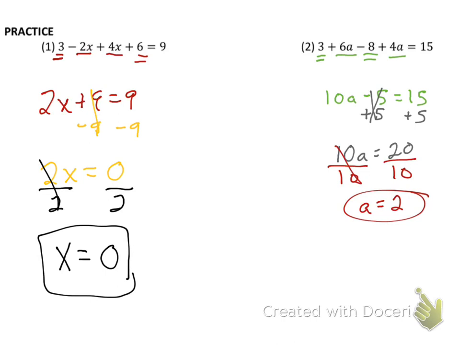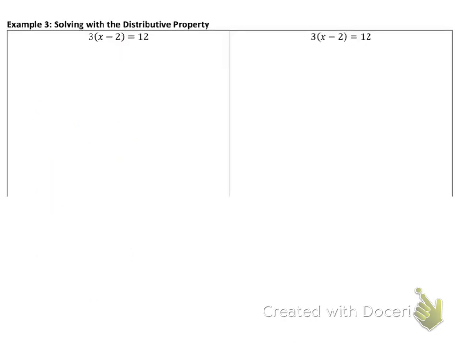Alright, and the last thing we have to talk about is solving with the distributive property. That's the only aspect we haven't done. And there are multiple ways that I can solve this. One way is to actually do the distributive property. So that means distribute that 3 to everything inside x minus 2. So 3 times x gives me 3x, and 3 times negative 2 gives me minus 6, and that equals 12.